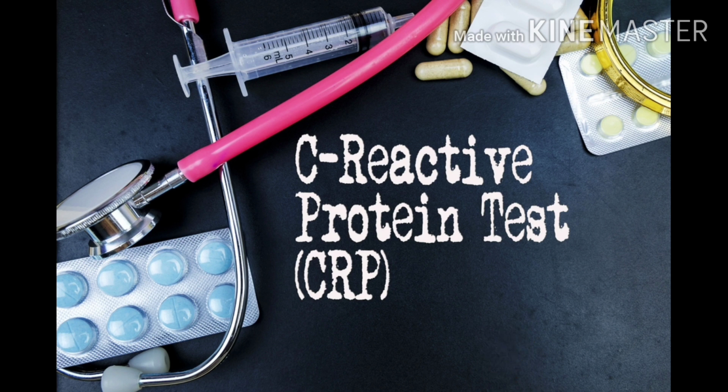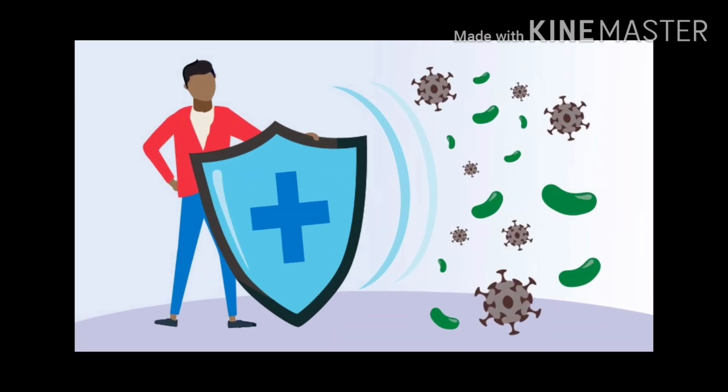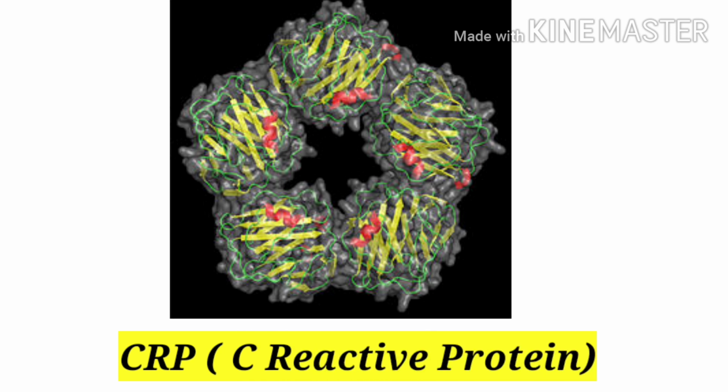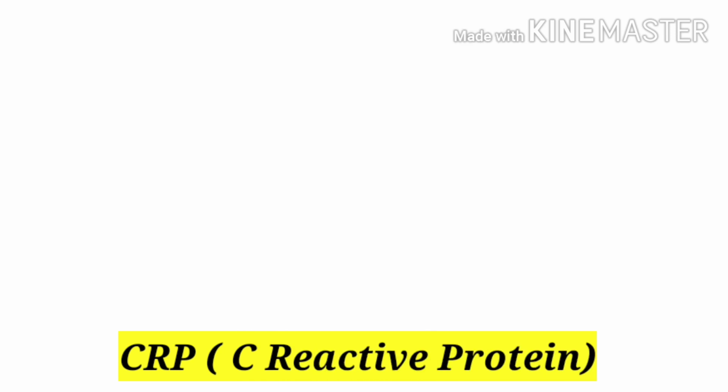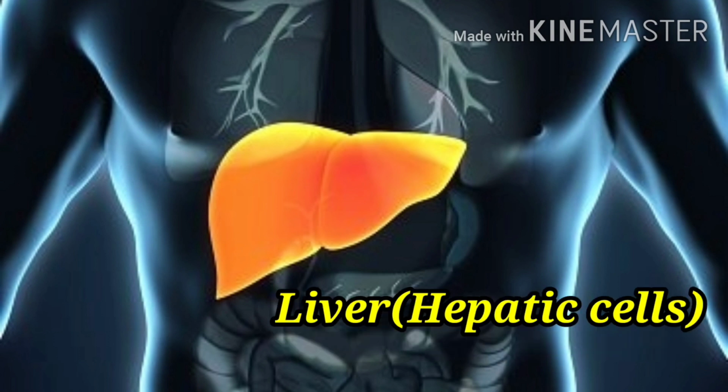So, what is CRP? CRP is nothing but C-reactive protein. Whenever there is infection in our body, our immune system releases some inflammatory mediators like CRP. This C-reactive protein is released from the liver by the hepatic cells.